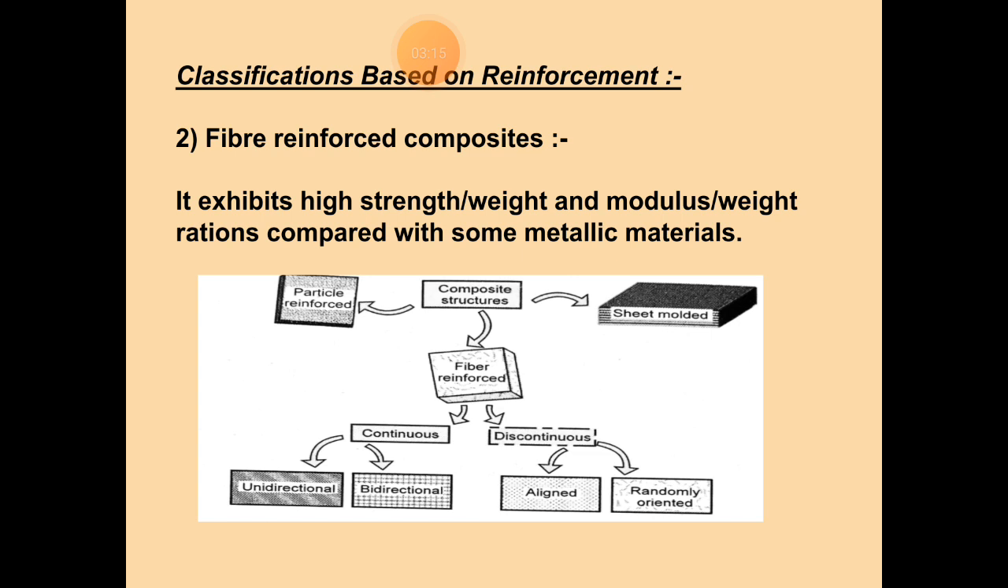Here, the particle reinforced composite, structural, sheet molded, fiber reinforced. Fiber reinforced is of two types: continuous and discontinuous. Continuous has unidirectional and bidirectional, and discontinuous is aligned and randomly oriented. These are the fiber reinforced composites.